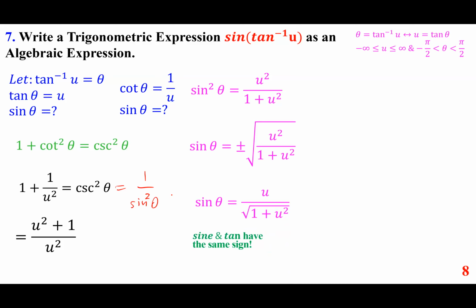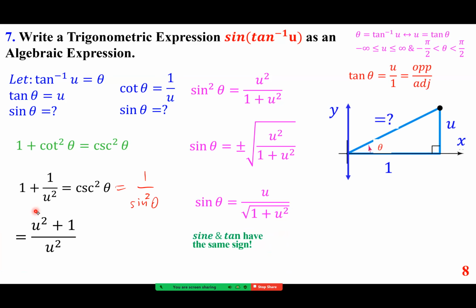Another approach quickly. Again, there are different approaches you can take. If you draw a triangle, this is theta. Tan of theta by definition is the opposite over the adjacent. Since this is u, you make it a fraction, u over 1. So all you have to calculate this by Pythagorean theorem, this one squared plus this squared. So the question mark becomes the square root of 1 plus u squared. And sine of theta is the opposite over the hypotenuse.